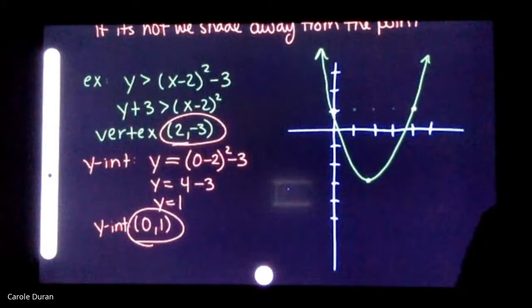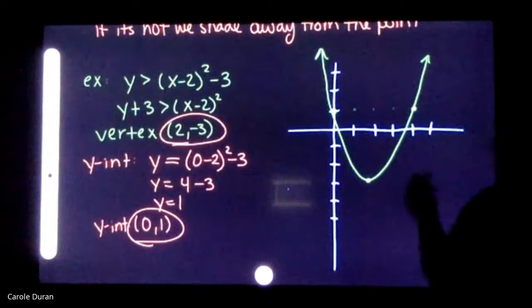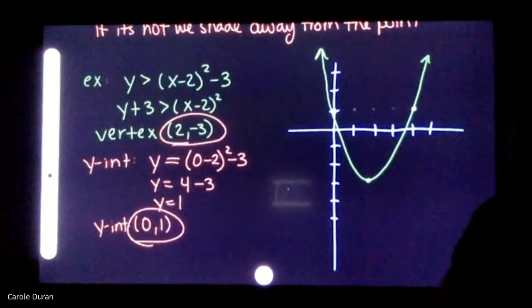What did I do wrong? Think back to inequalities. What do you have? You made it a solid line instead of a dotted line. I made it a solid line instead of a dotted line. How do I know that this is supposed to be a dotted line? Because of the greater than or less than.